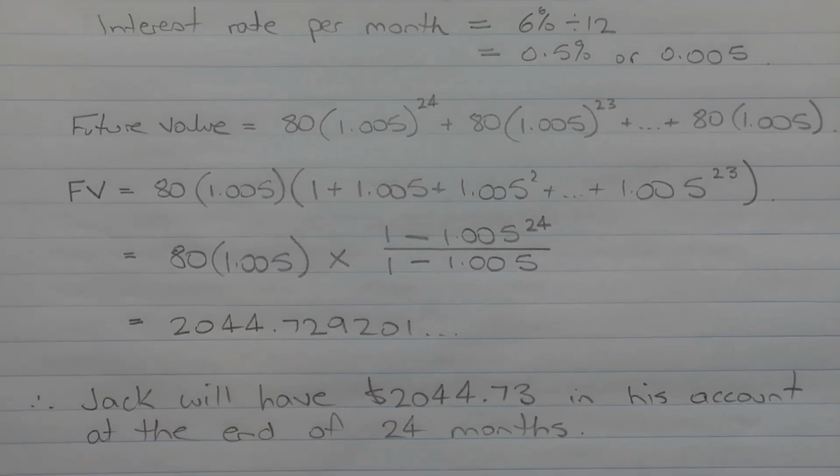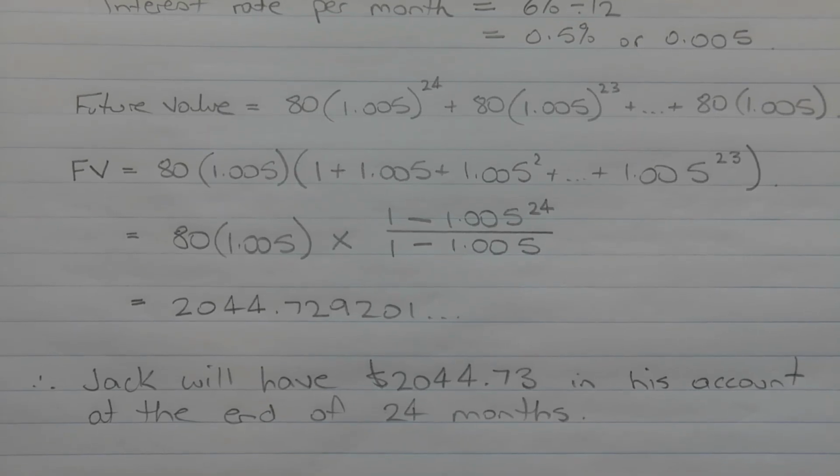2044.729201 and so on. So we need to round that to 2 decimal places because it's a money amount or a value in a bank account. Therefore, Jack will have $2,044.73 in his account at the end of 24 months, correct to the nearest cent.